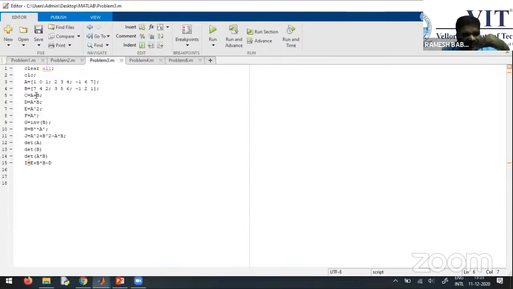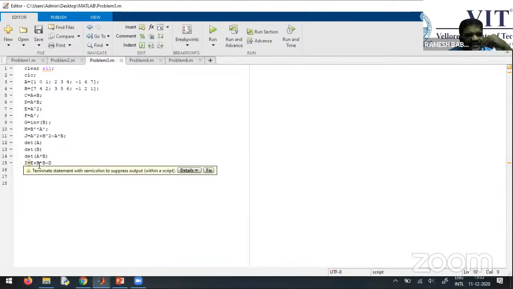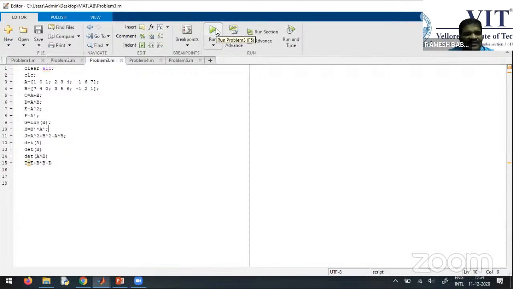So then here we can use this matrix: matrix addition, matrix multiplication, matrix power, then transpose, inverse, and then B transpose multiplication with A transpose, then A power 2 plus B power 2 minus A plus B, det A, det B. That det means determinant, along with addition and multiplication of these matrices. So all these combinations are possible here.